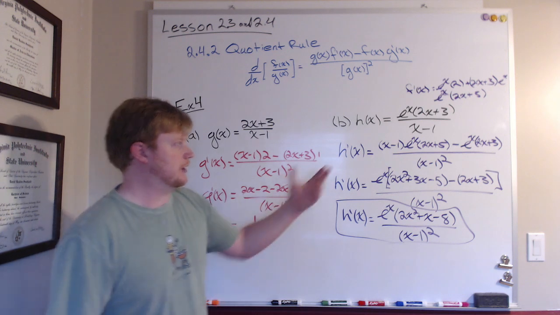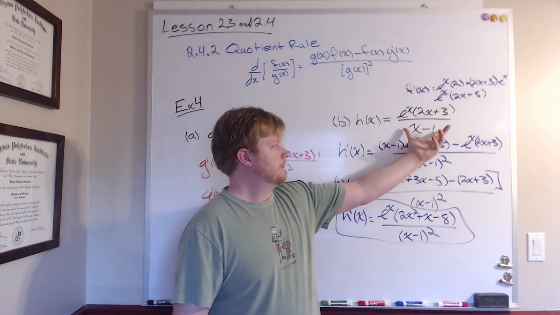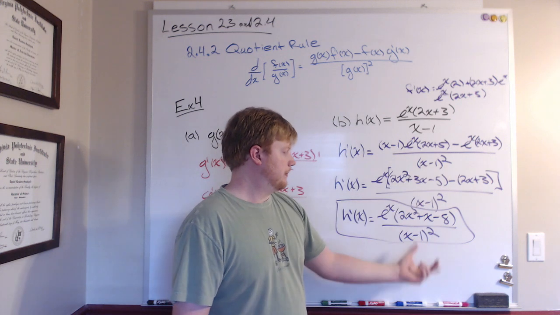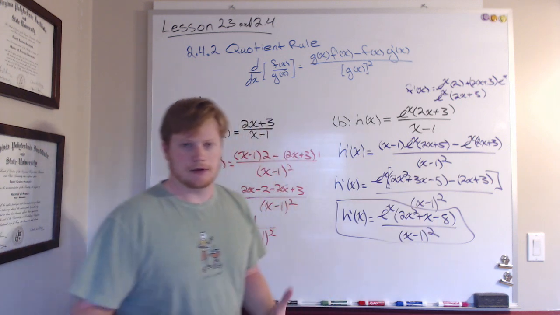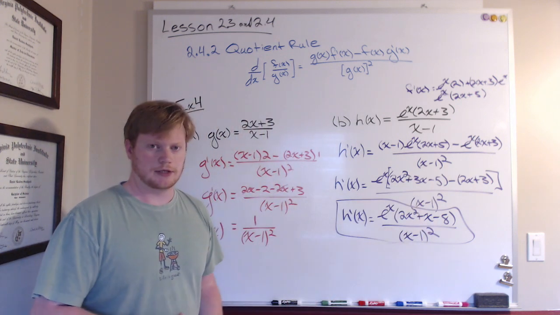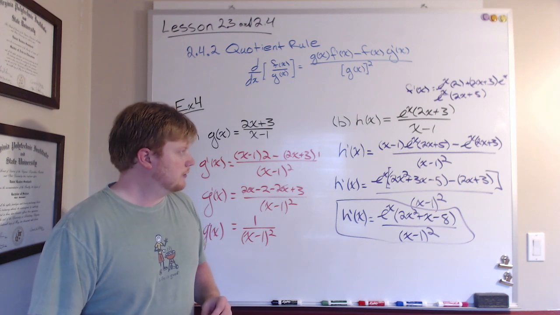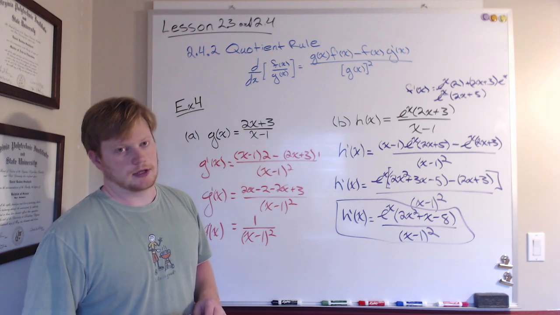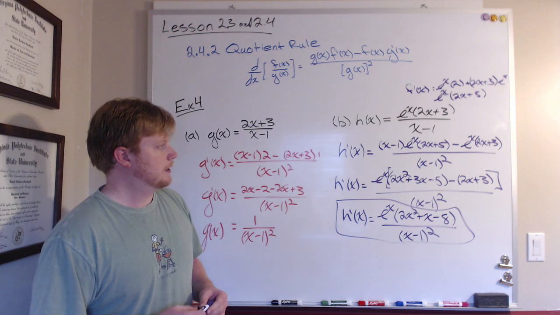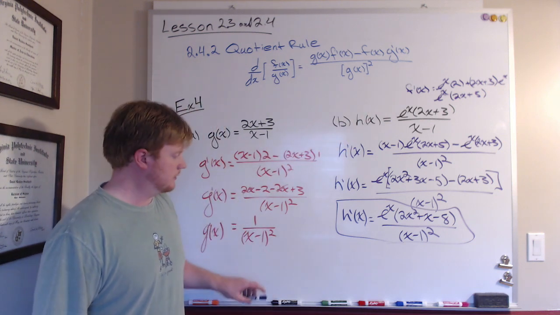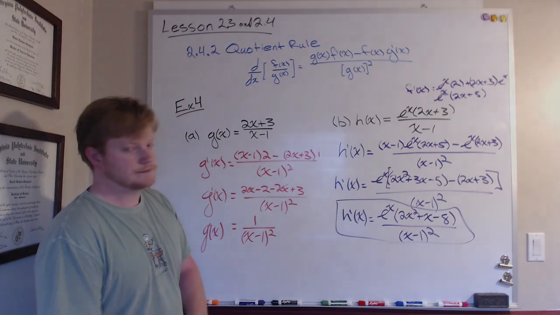Okay, you were asked to find, I don't know, the slope of a tangent line at a given point. This might be easier to manipulate to plug numbers into or to set equal to something or something of that nature. But this would be a perfectly acceptable answer. Okay? As long as you've shown that you've done the quotient rule correctly, obviously.